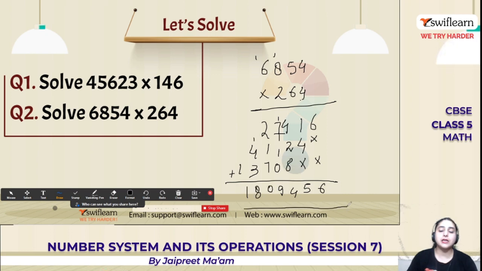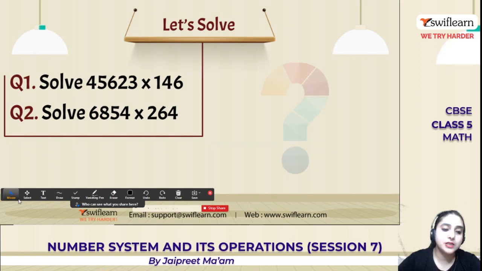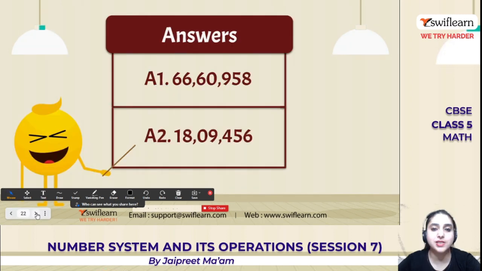So we will get the answer 1,809,456. So this is how we can multiply the two large numbers. So our answer is correct.